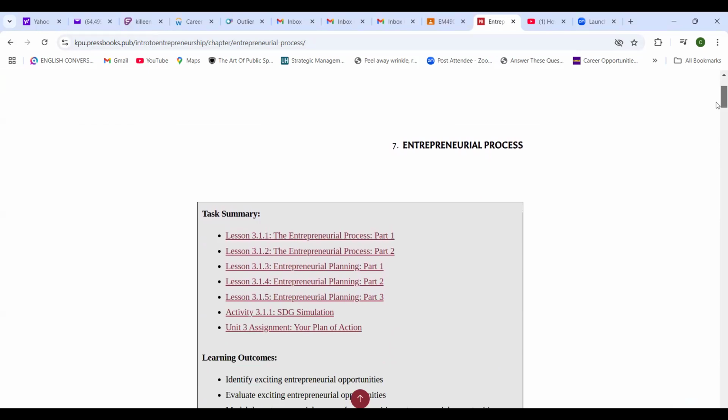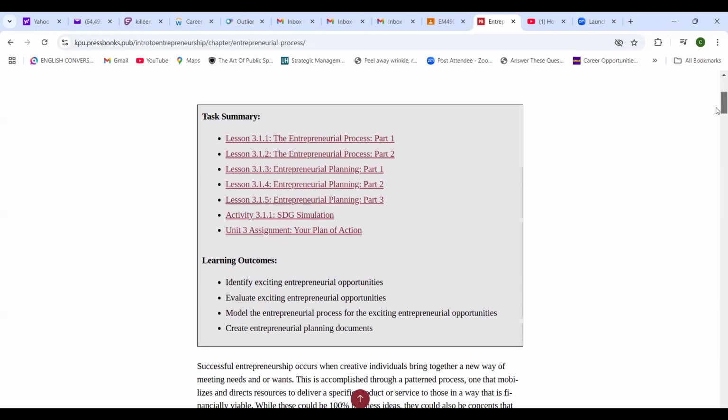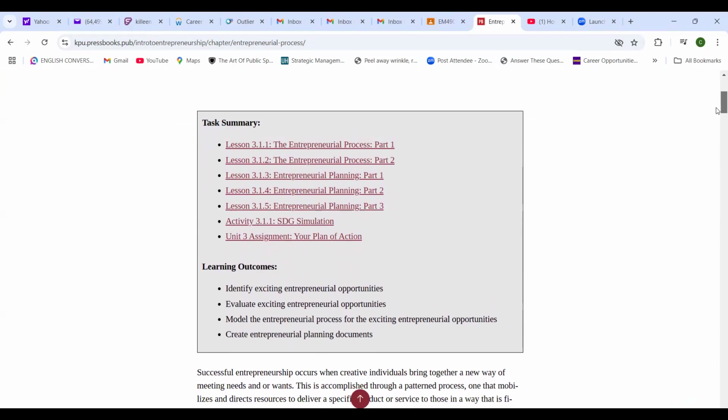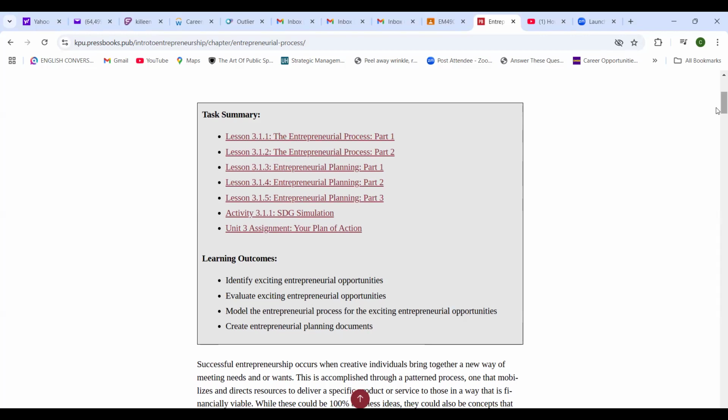So today we're continuing our talk about the entrepreneurial process. So please do a summary about this. In this particular chapter, we're identifying exciting entrepreneurial opportunities, evaluating exciting entrepreneurial opportunities. We're modeling the entrepreneurial process for the exciting entrepreneurial opportunities, and we're creating entrepreneurial planning documents.